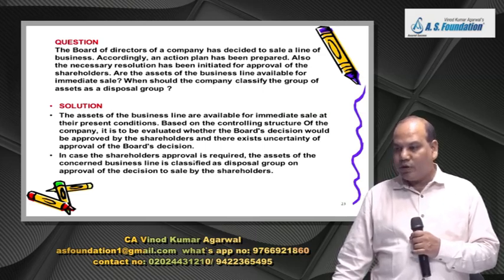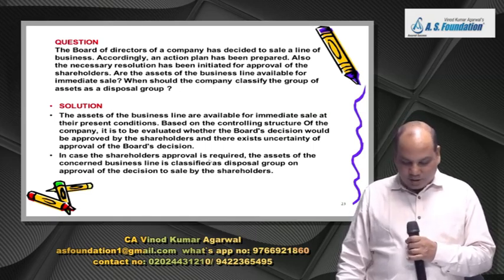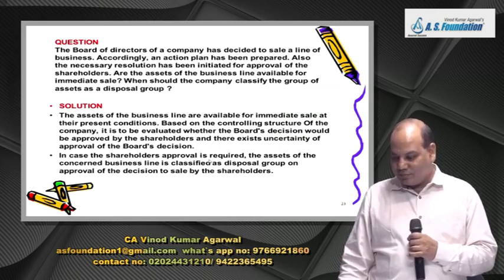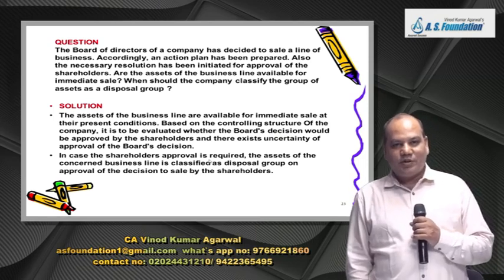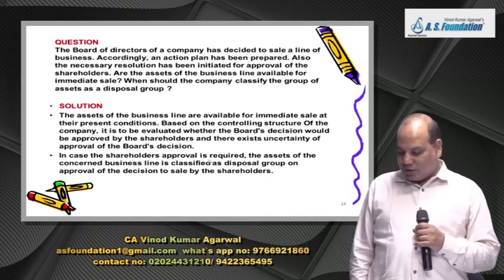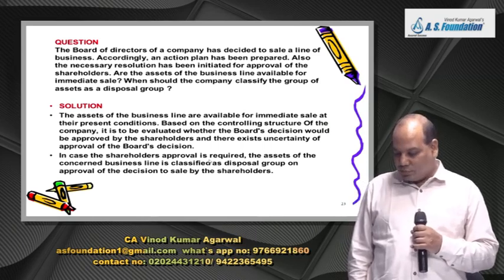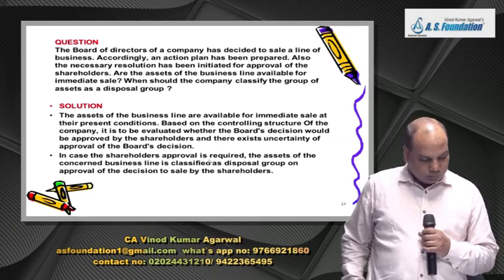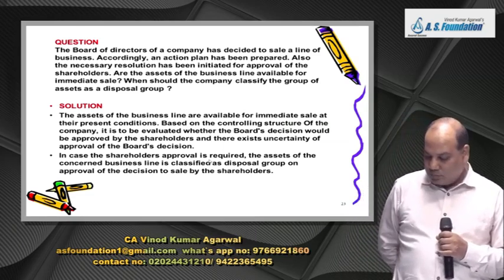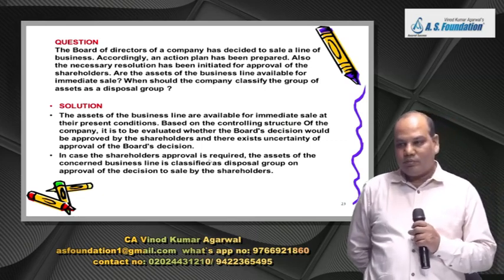In case the shareholders' approval is required, one more line. Use short forms. In case the shareholders' approval is required, the assets of the concerned business line are classified as a disposal group on approval of the decision to sell by the shareholders.